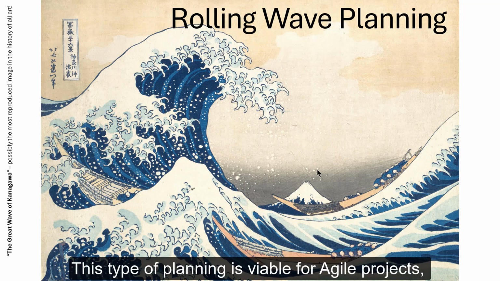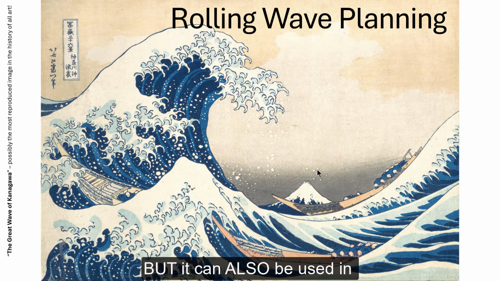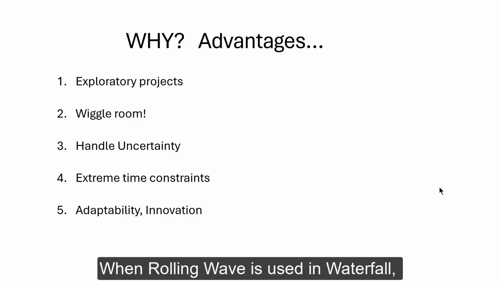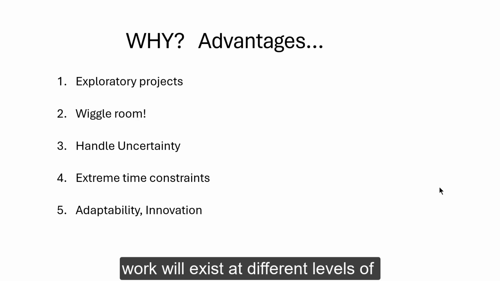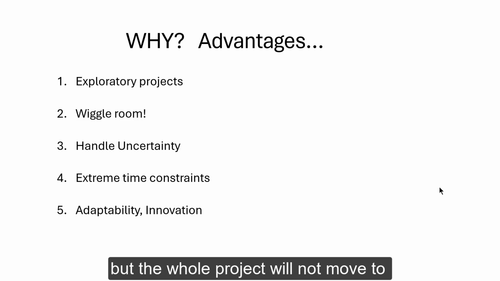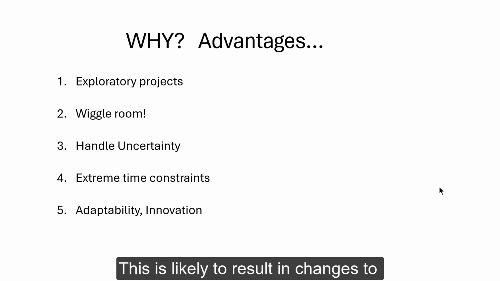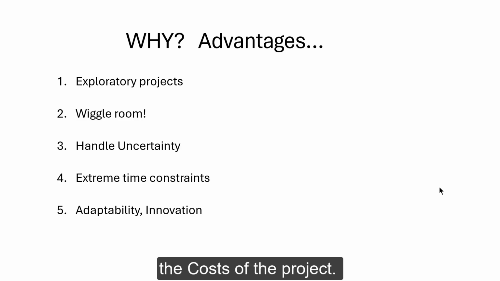This type of planning is viable for agile projects, but it can also be used in waterfall approach. When rolling wave is used in waterfall, work will exist at different levels of elaboration and development, but the whole project will not move to testing or release until all the work is eventually developed. This is likely to result in changes to the costs of the project.